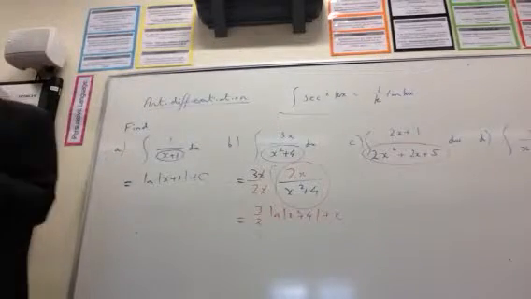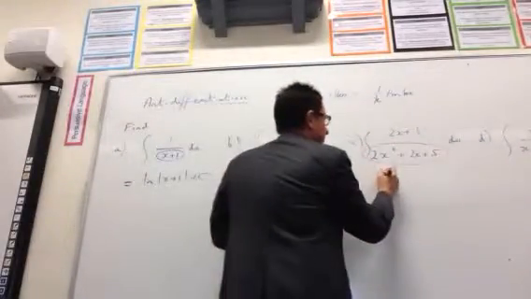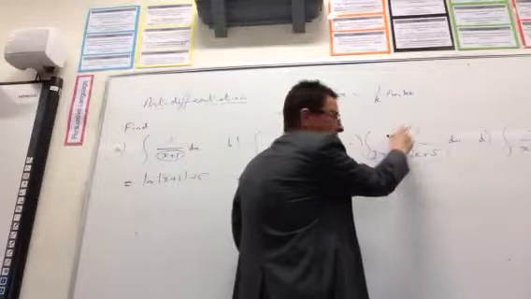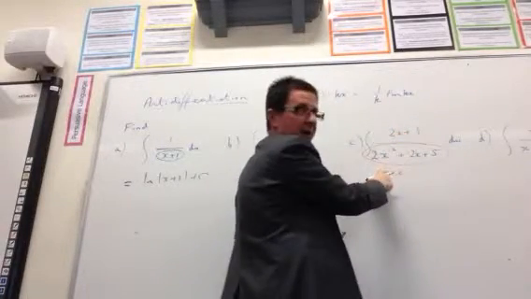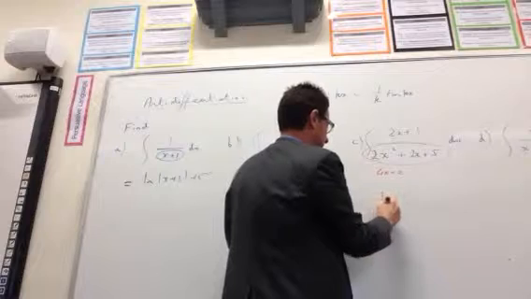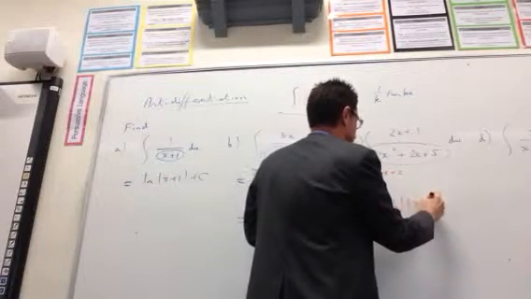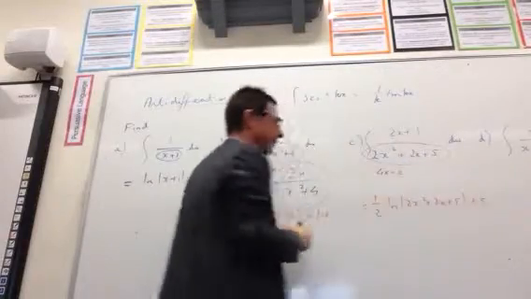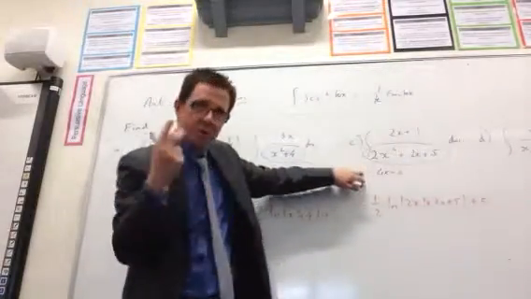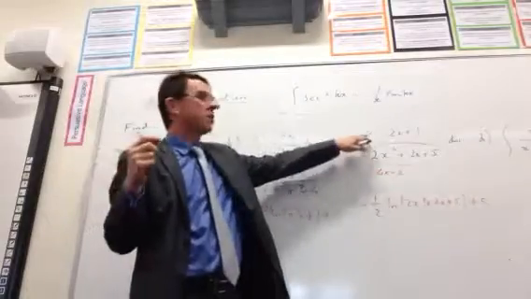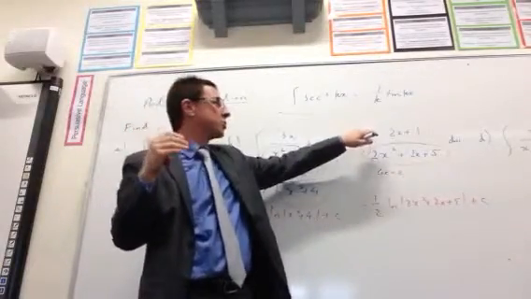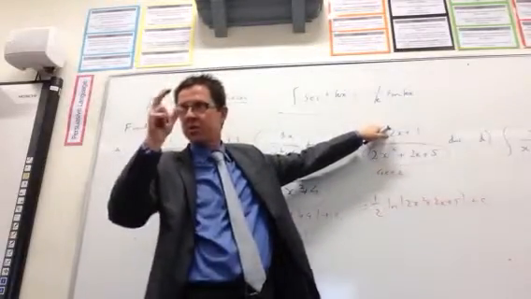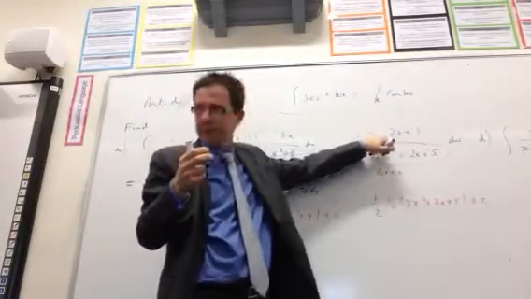Can everyone see that ratio there? The derivative of this is 4x plus 2. That is twice as big as that. So my answer must be half of what I want. Compare the derivative you get to what you want. How do you turn their derivative into what you want? That's the adjustment factor. I only want half.